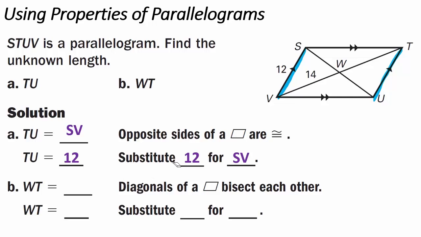Next one, we're looking for WT. WT looks like it is a diagonal inside the parallelogram, and we know from Theorem 6.5 that diagonals inside a parallelogram bisect each other. So WT is equal to WV, and since WV is 14, we can substitute 14 for WV, and WT is 14.